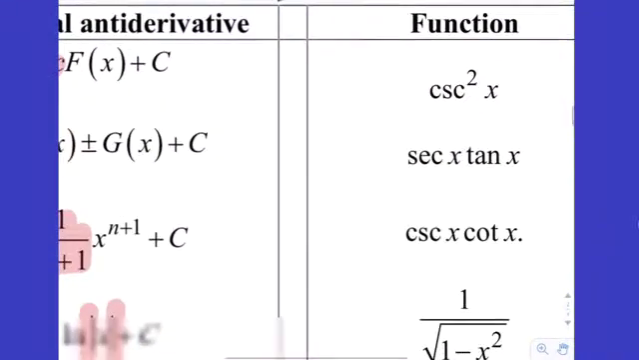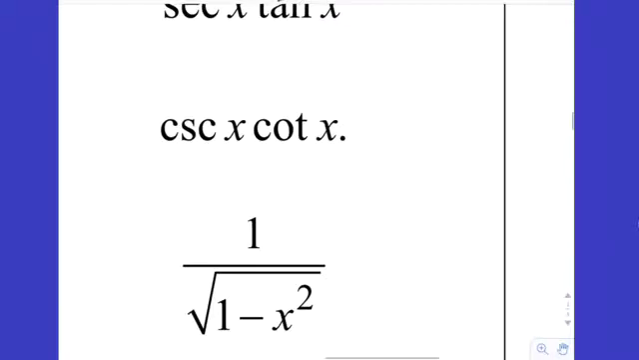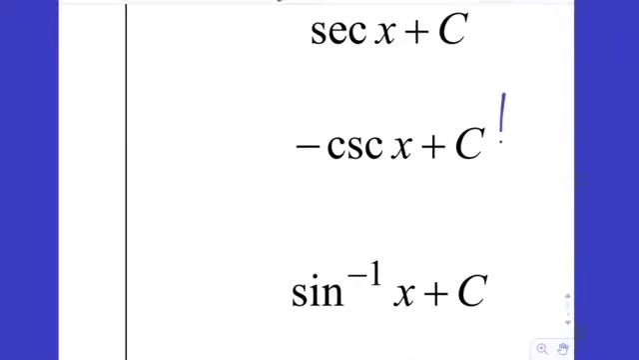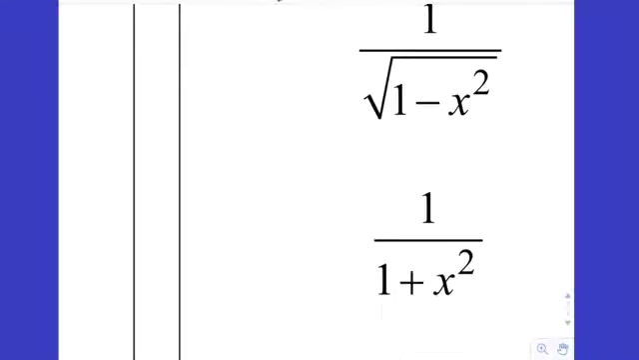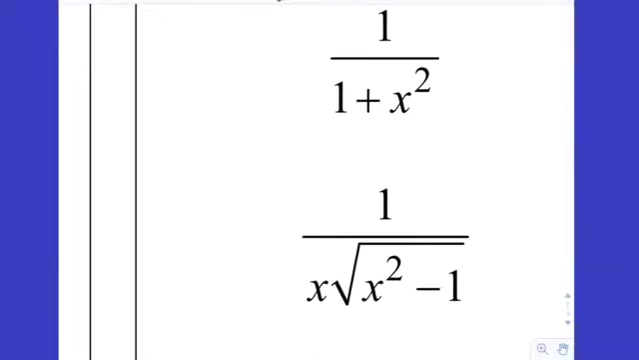All right, how about this rascal? That is an ugly thing. How are we supposed to know what the antiderivative of that is? Because we know that it's the derivative of sine to the negative first, inverse sine we call it, or arc sine. So now the antiderivative of 1 over the square root of 1 minus x squared is inverse sine of x plus c. What about the antiderivative of 1 over 1 plus x squared? Inverse tangent plus c. And what's the antiderivative of this ugly dude?